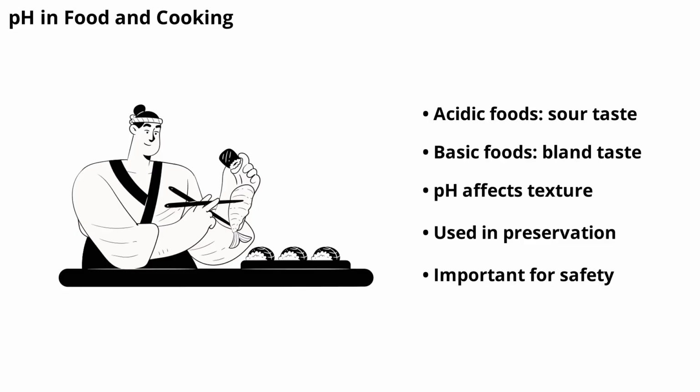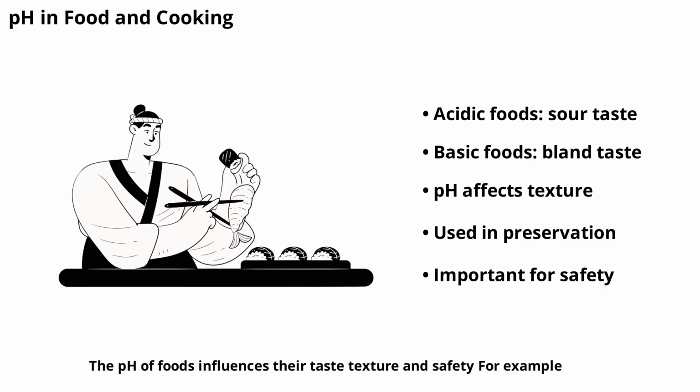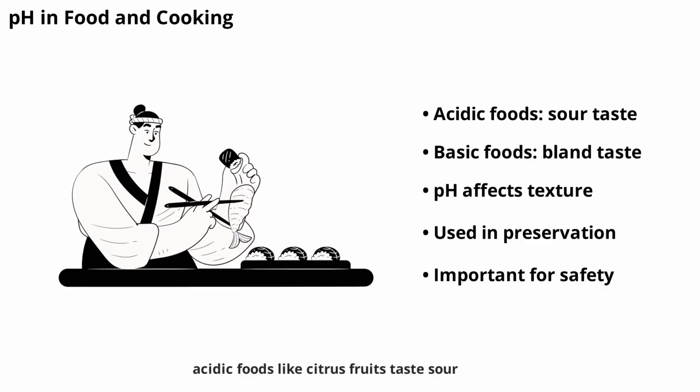The pH of foods influences their taste, texture, and safety. For example, acidic foods like citrus fruits taste sour, while basic foods like egg whites taste bland. pH also affects food preservation. Pickling uses vinegar's acidity to prevent spoilage. Understanding pH helps chefs and food scientists create delicious and safe meals.